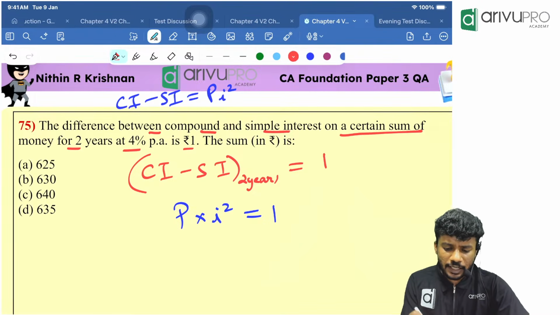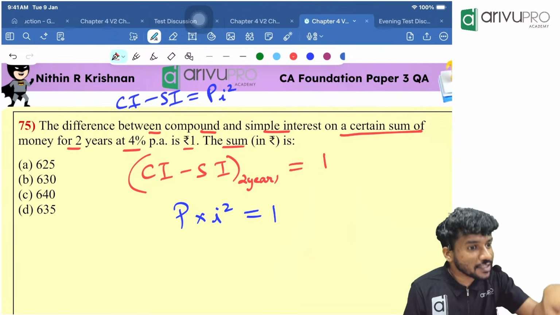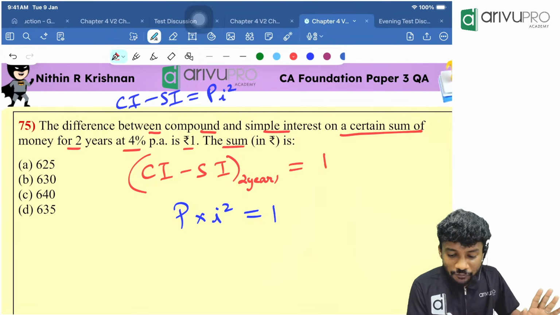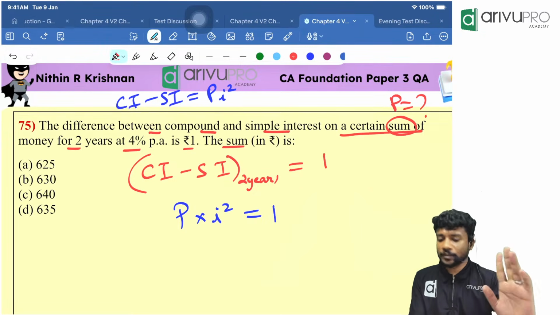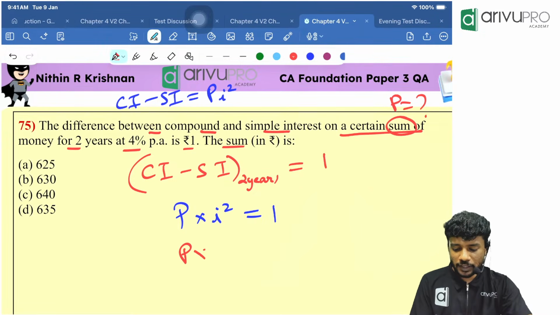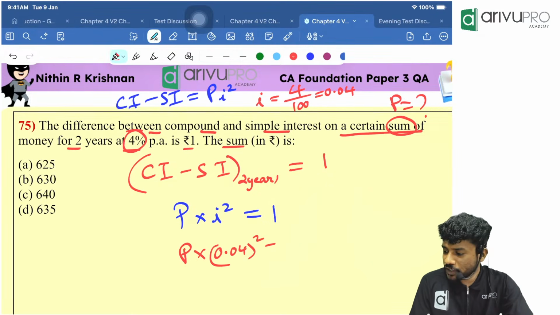Then, people, what are they asking over here? The sum is how much, meaning the invested sum. On a certain sum of money, they are asking for the principal. Very easy. We know P into I square, where I is 4 divided by 100, that is 0.04. That is your I value. P into 0.04 square, which is equal to 1.